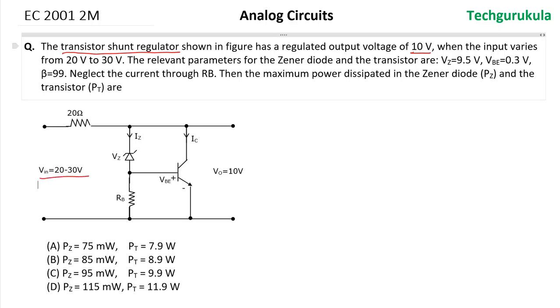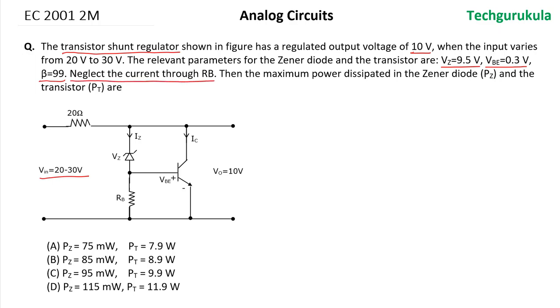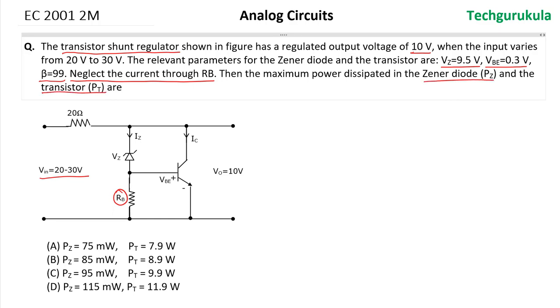The relevant parameters for the Zener diode and the transistor are: the Zener breakdown voltage is given, which is 9.5 volts, and VBE, the base to emitter voltage, is given 0.3 volts, and beta, common emitter current gain, is given, which is 99. Now neglect the current through RB. RB is here. Then the maximum power dissipated in the Zener diode and the transistor are?